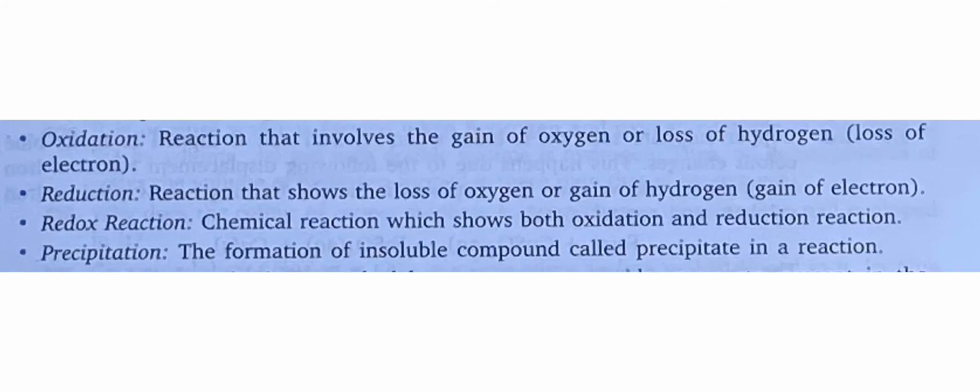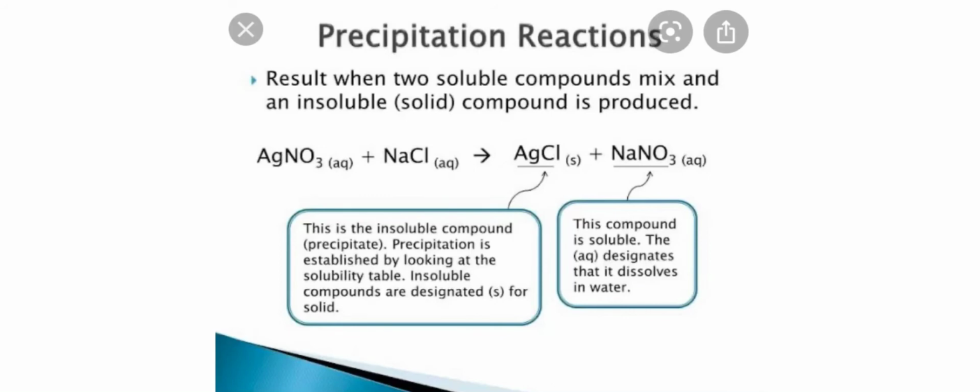Now another thing is precipitation. The formation of insoluble compound is called precipitate in a reaction. It is not a type of reaction, but in many reactions you will be seeing the precipitates of the compound. So it is known as precipitation reaction. Let us see the reaction in which precipitates are formed. Precipitates result when two soluble compounds mix and an insoluble compound is formed.